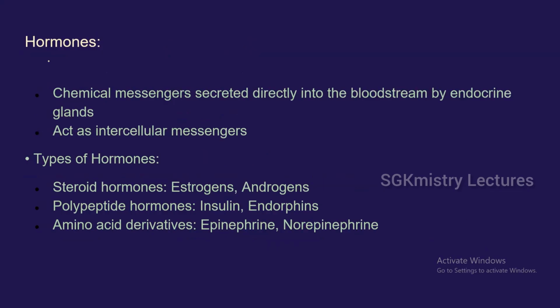Okay. Next, coming on to hormones. Hormones are the molecules which act as intercellular messengers, and they are directly secreted into the bloodstream by the endocrine glands. Now, there are different types of hormones: steroid hormones, for example estrogens and androgens; polypeptide hormones, we have insulin as well as endorphins; and amino acid derivatives, we have epinephrine and norepinephrine.